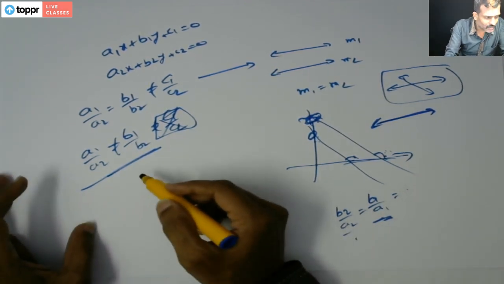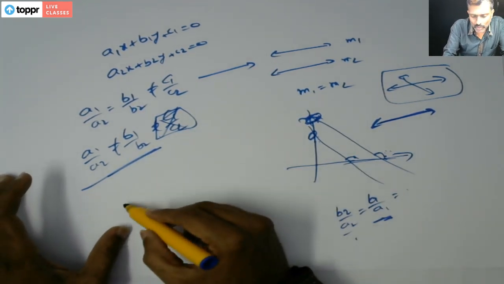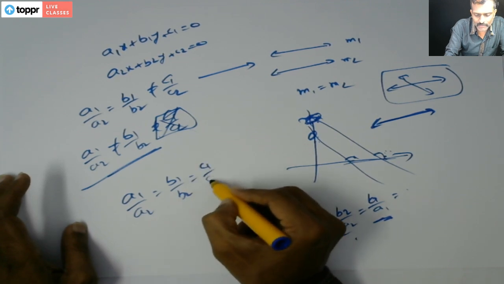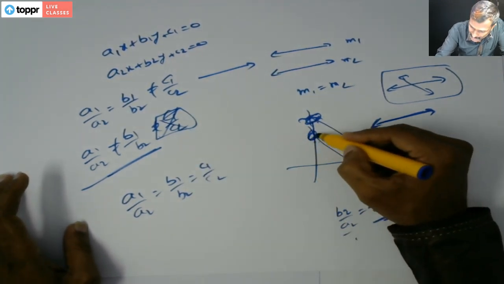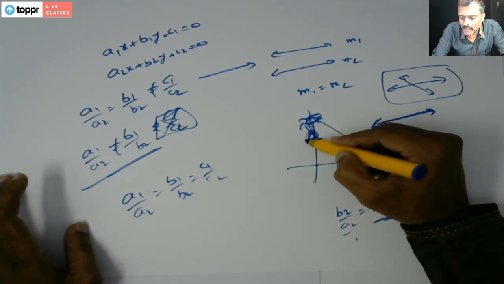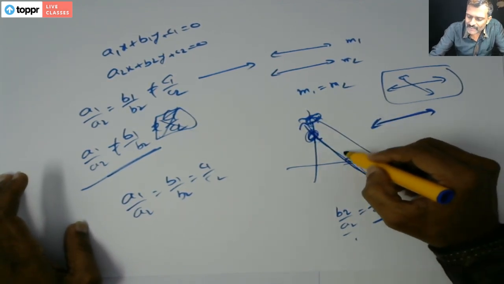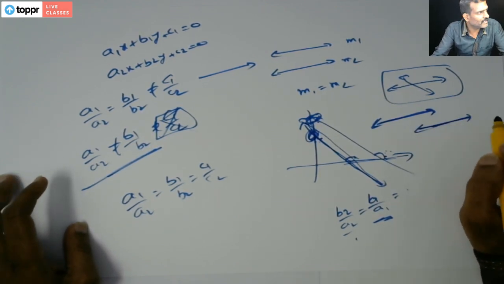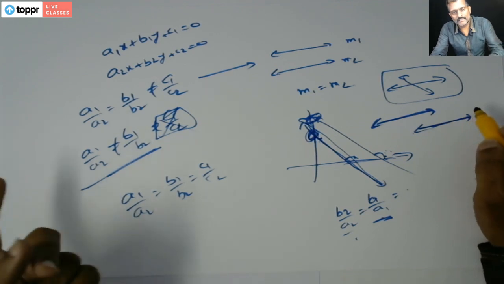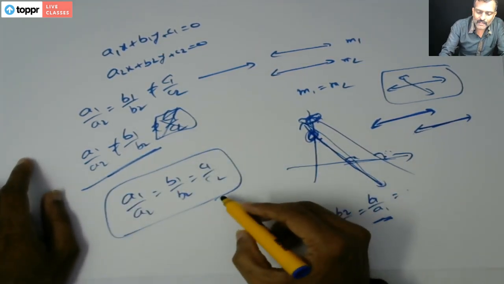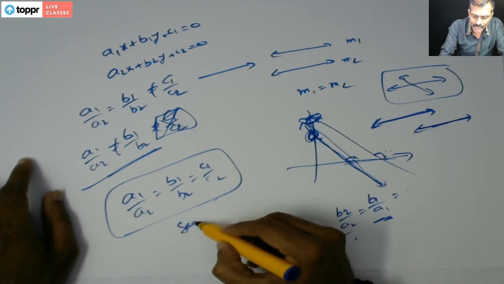Now, what if it is equal to c1 by c2 also, that is a1 by a2 is equal to b1 by b2 is equal to c1 by c2. They are parallel and the y-intercepts are also equal, that means the line is the same. The two lines are the same. There are no two different lines, there is only one line, and the second line is also overlapping the first one. So if this happens, they are the same line or coinciding lines, you can say.